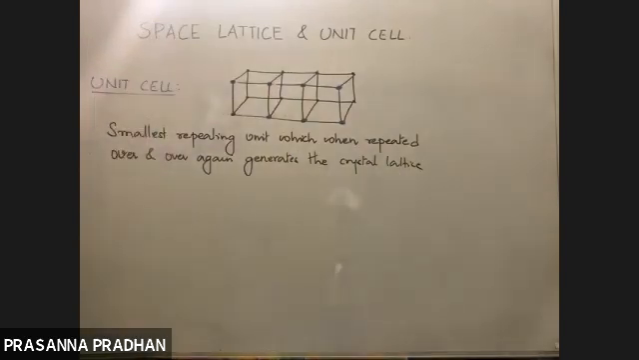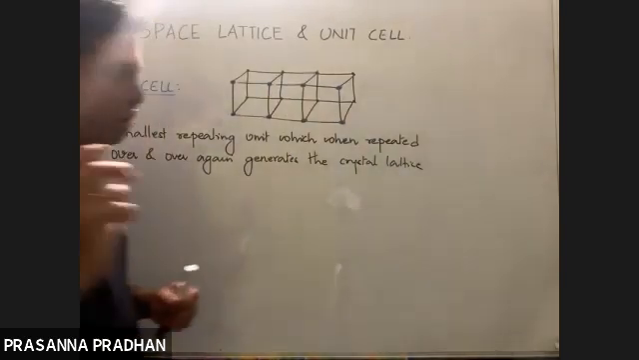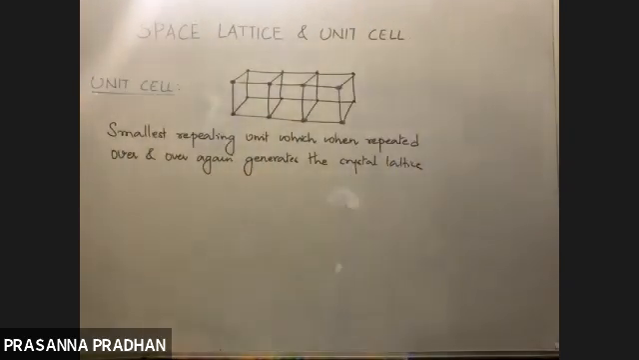So it is the smallest repeating unit. For example, all of us have seen this Rubik's cube. Yes, sir. So we can visualize a Rubik's cube. It is made up of many small cubes. So those small cubes in a Rubik's cube are the repeating unit.